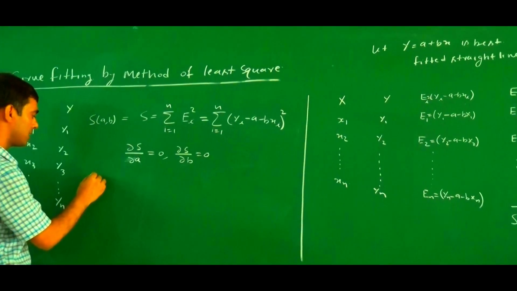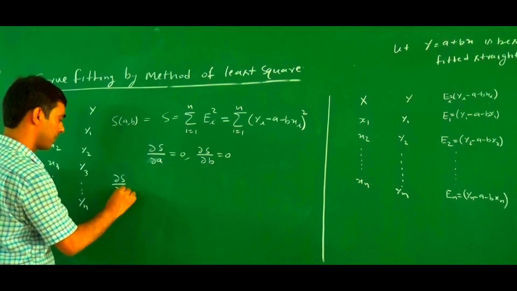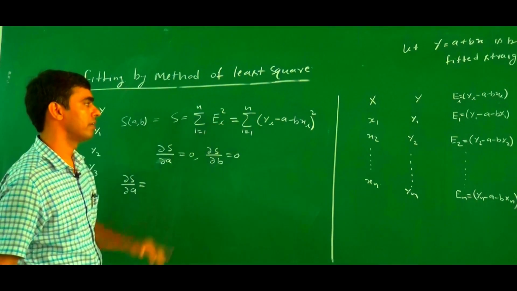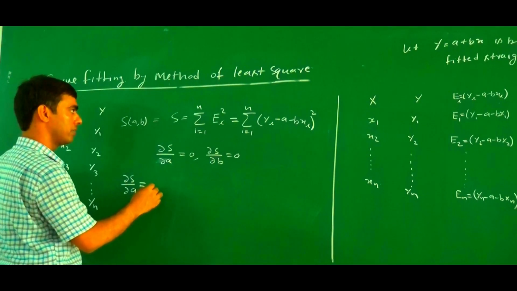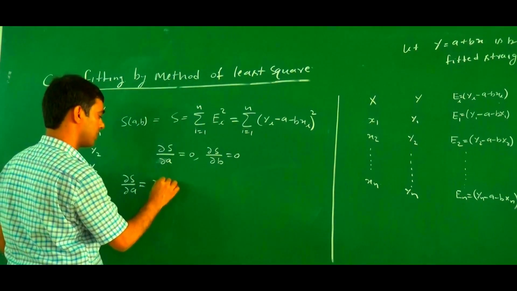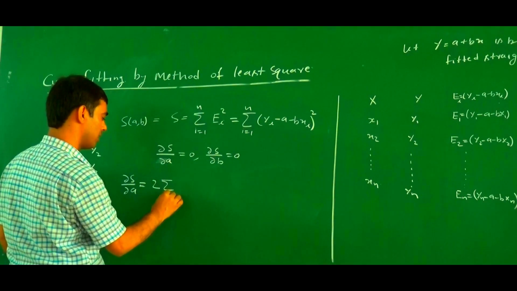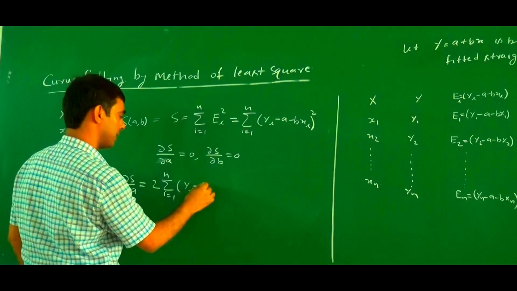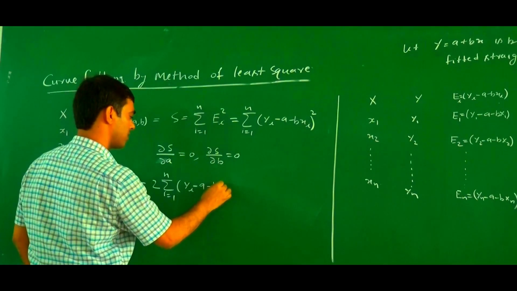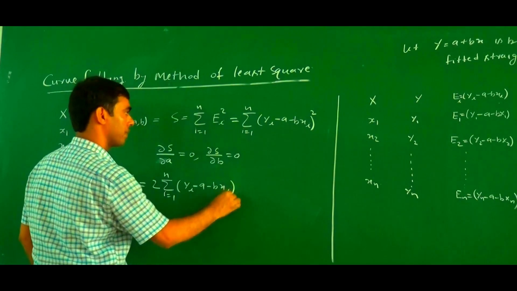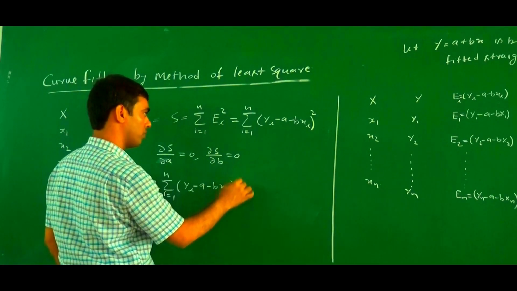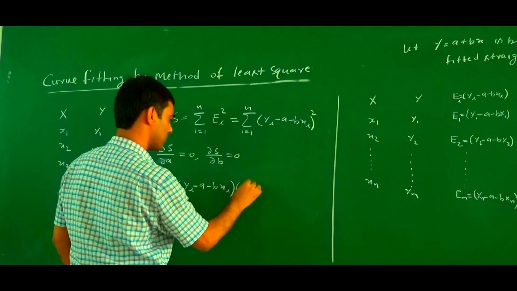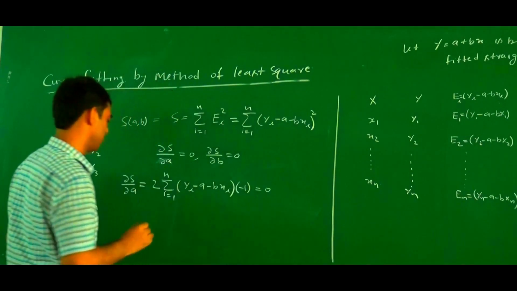The value for del s upon del a equal what? Here if we partially differentiate the right hand side of this one, then 2 times summation i equal 1 to n of (yi minus a minus b xi) to the power 1, and what is the derivative of minus a? This becomes minus 1.